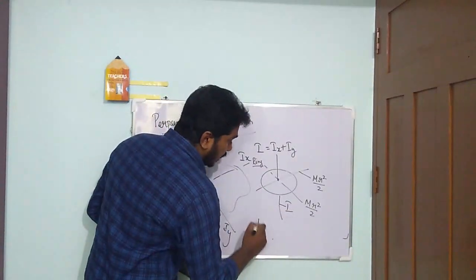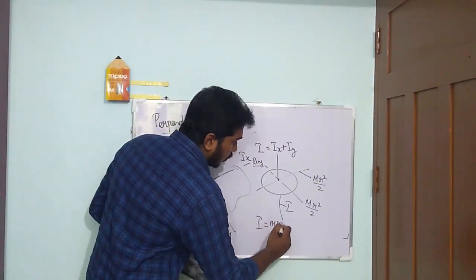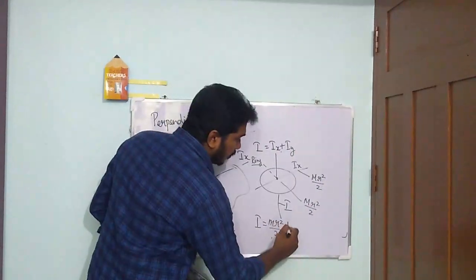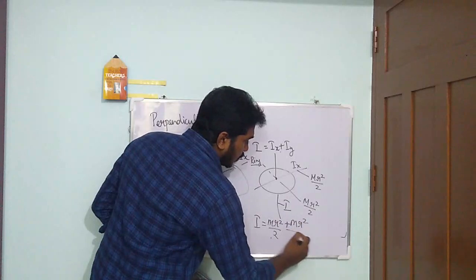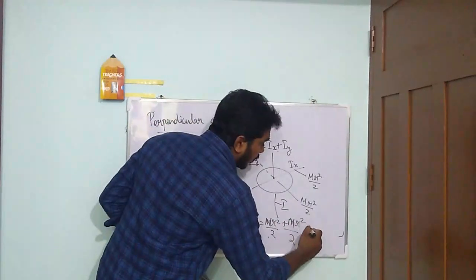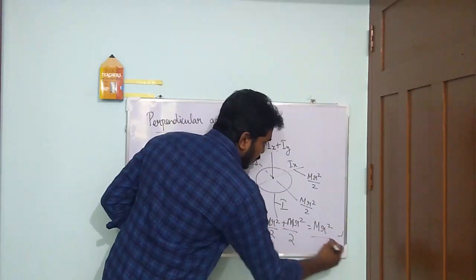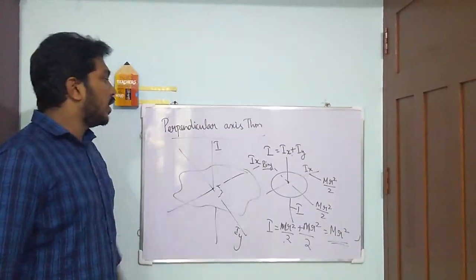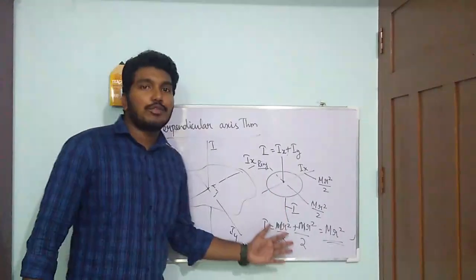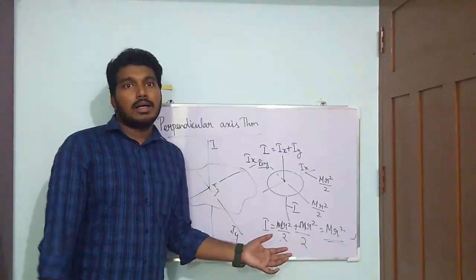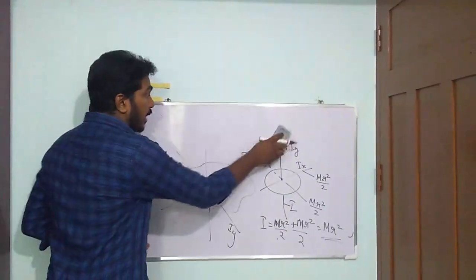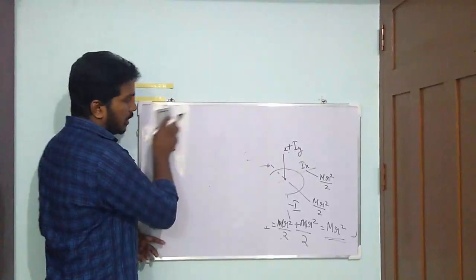According to the law, I is equal to Ix plus Iy, which is MR square by 2 plus MR square by 2. What do you get? That will be equal to MR square. That's what you've already learned, right? So that is how we apply the perpendicular axis theorem. Don't expect this question to come for your exam; you will actually get better questions than this. So we have learned about the two theorems, parallel axis theorem and perpendicular axis theorem.